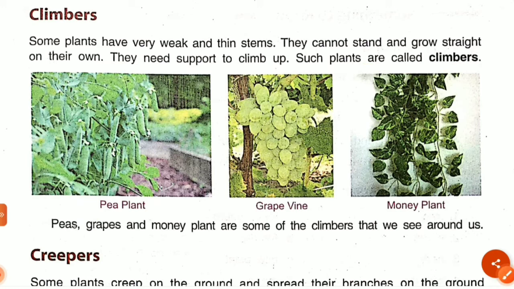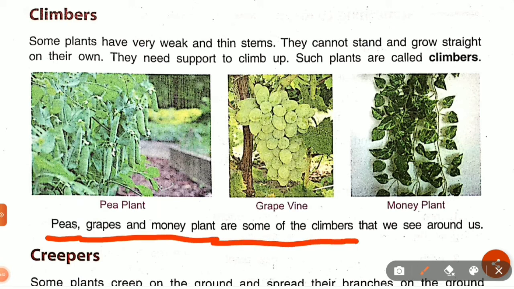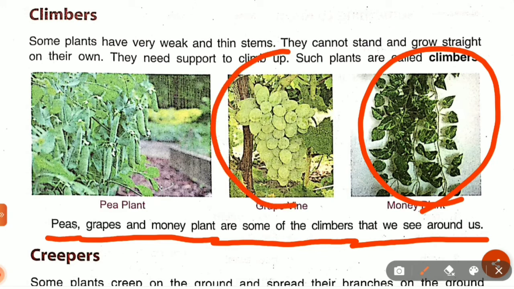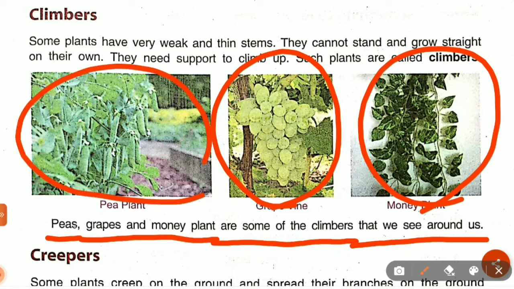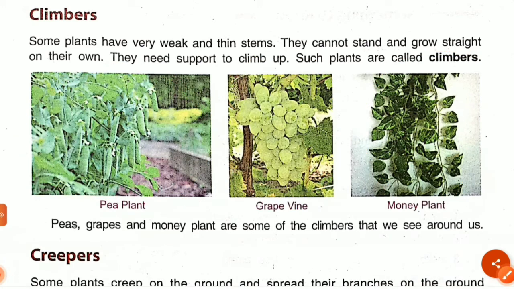So what are some examples of climbers? Peas, grapes and money plant are some of the climbers that we see around us. How many of you have seen these plants? Do you have a money plant in your house? Those who are living in a village would have seen grape plants. If anyone has, put it in the comment box. So what are climbers? Climbers cannot stand and grow straight, and their stems are very weak and thin.